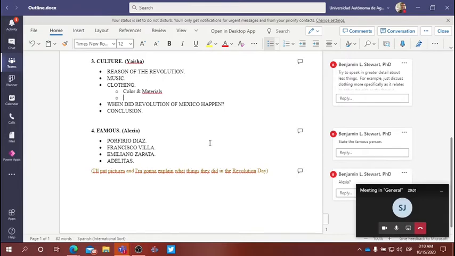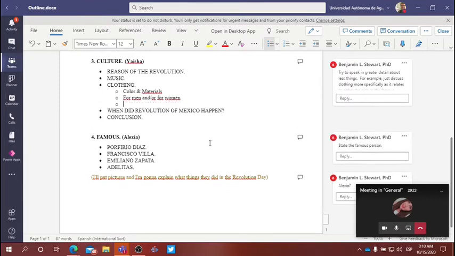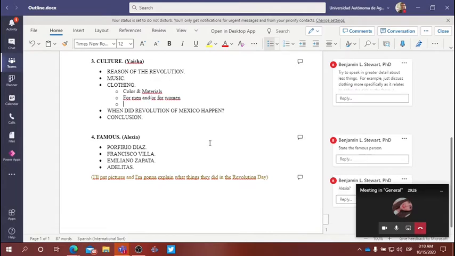If it's for man or for woman. All right. So maybe there's some traditional dress for men, maybe there's some for women, and then maybe there's some that both men and women perhaps use. Okay, what else?